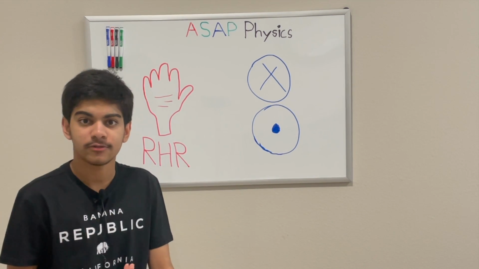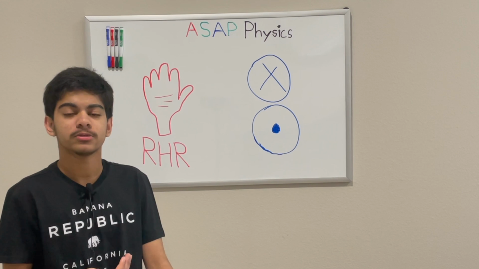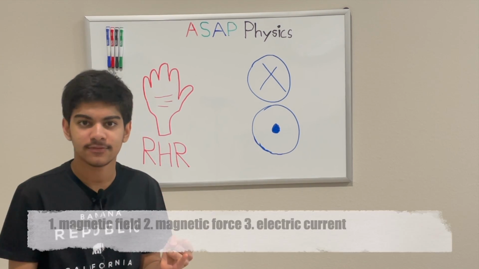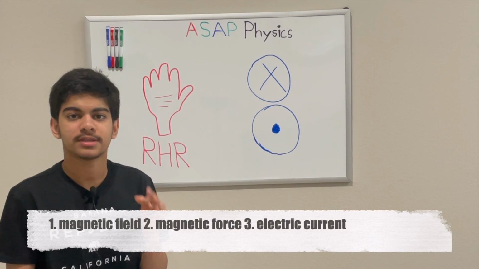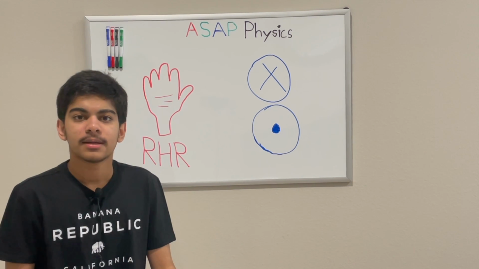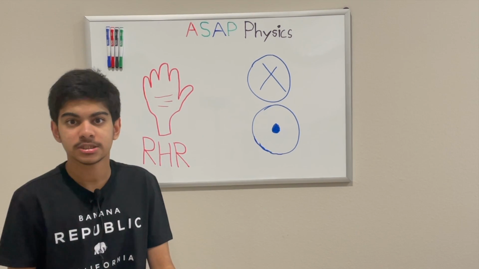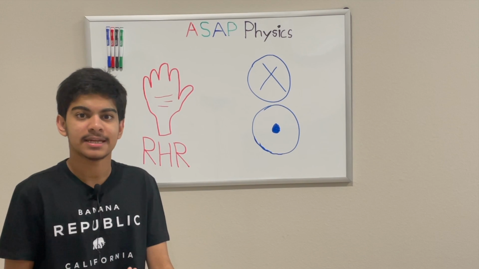What do we use the right hand rule for? Well, we use the right hand rule to either figure out the direction of the magnetic field, the magnetic force, or the electric current. Now, also before we move on, we need to cover a few symbols that we would see in any of these problems.